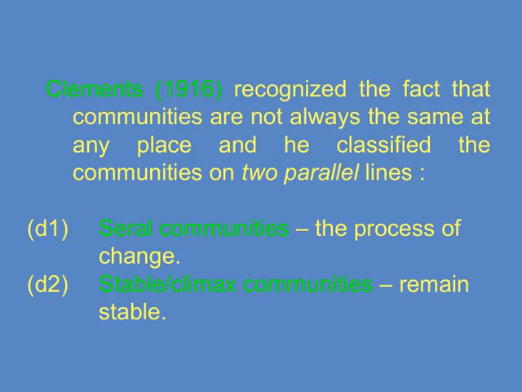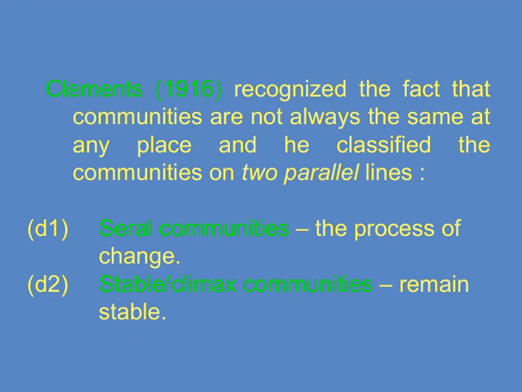Clements, back in 1916, recognized that communities are not always the same everywhere. He observed that different areas can host different types of communities, and he classified these into two main categories. The first category is what he called seral communities, which are characterized by ongoing change. These are communities that are in a state of transition, constantly evolving over time. The second category is stable or climax communities, which tend to remain relatively stable once they are established. These communities reach a sort of equilibrium and stay consistent unless disrupted.